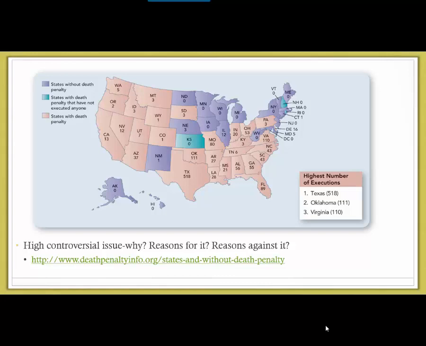But part of why the United States is one of those countries on the frequent-use execution list is because we do have states that more readily use it than a lot of other states, of which, of course, Texas is a key standout at 518, which is a lot more than pretty much almost all the other states combined.